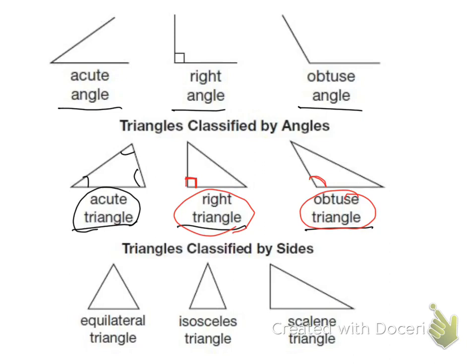We can also classify the triangles by their sides. An equilateral triangle is a triangle that has sides that are all the same length. An isosceles triangle is a triangle that has 2 sides that are the same length and 1 side that's not. And then a scalene triangle has none of the sides the same length. All of the sides are different lengths.